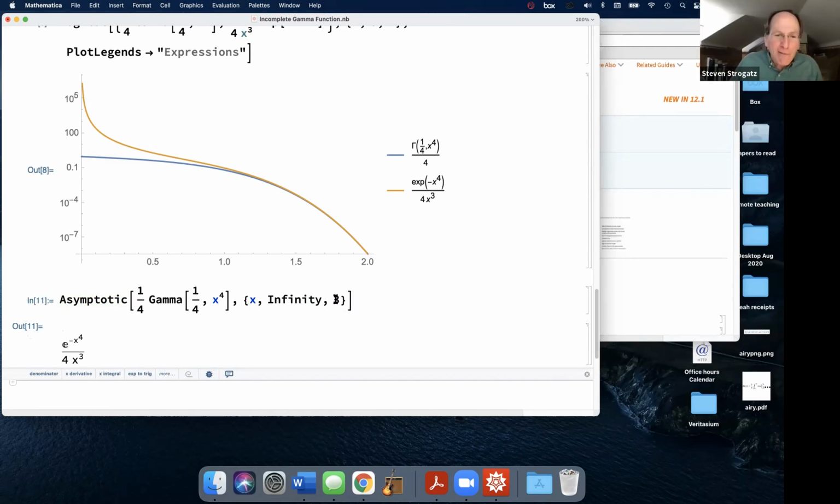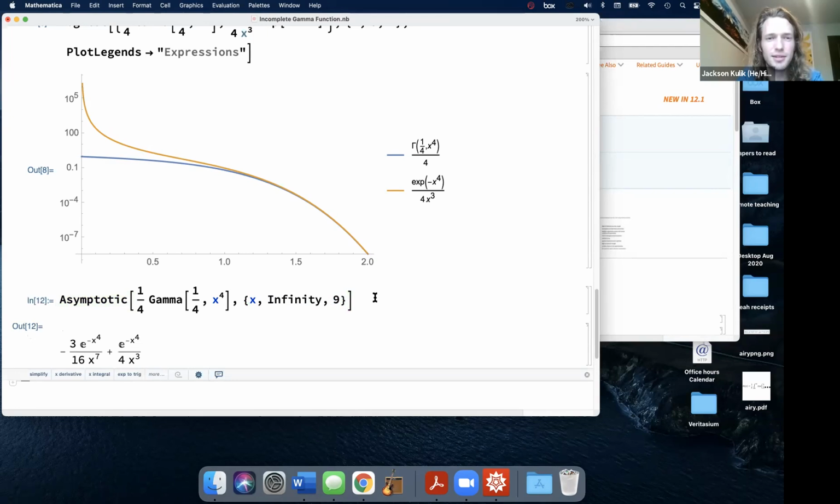So let me ask it to give me 7 terms. Or let's say, let me ask it to give 9. Because it's a computer, why not? Boom. That's interesting. It gave you the same one that we came up with, I think. It does, right? So you can see what it's doing. This was our leading term, right? I don't know if that's visible. This is the e to the minus x to the 4th times 1 over 4x cubed. That's what we calculated. And then there's negative 3/16 e to the minus x to the 4th over x to the 7th. That's our correction term. So that's cool. I had no idea that I could do that, but I like it. Thank you. Excellent. That's great.